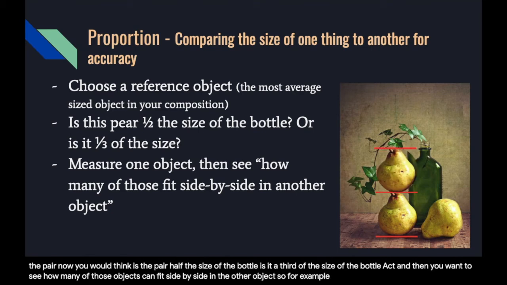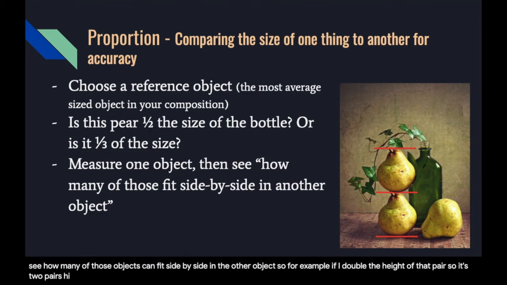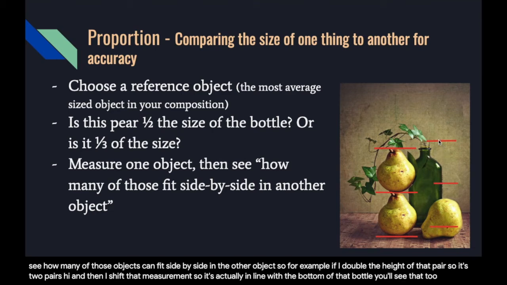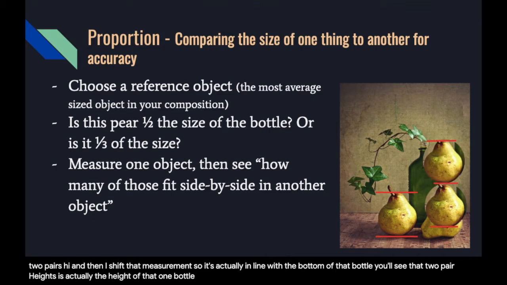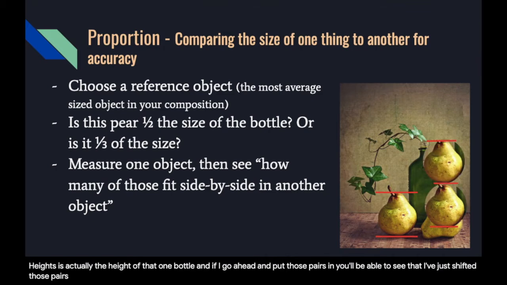So for example, if I double the height of that pear, so it's 2 pears high, and then I shift that measurement so it's actually in line with the bottom of that bottle, you'll see that 2 pear heights is actually the height of that one bottle. And if I go ahead and put those pears in, you'll be able to see that I've just shifted those pears up, and I'm using proportion to compare the size of the pear to the bottle.